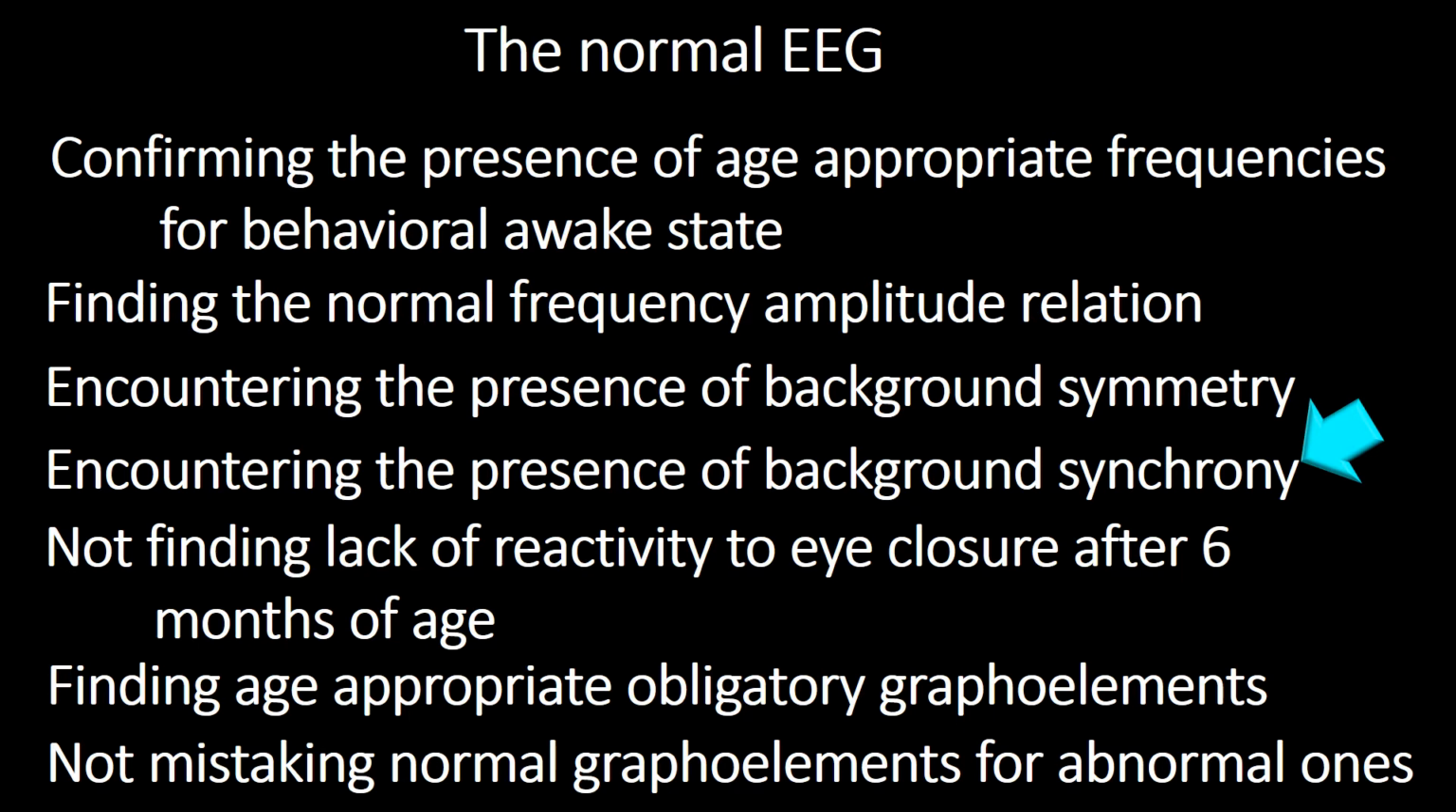After finding synchrony between the hemispheres, the next step to label a pediatric EEG normal is not to find lack of reactivity to eye closure after 6 months of age.